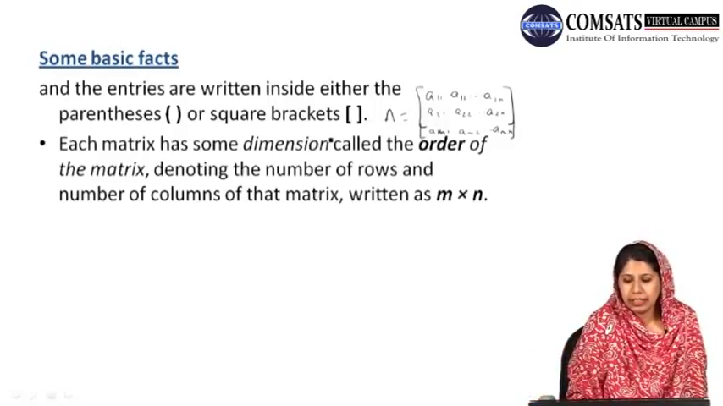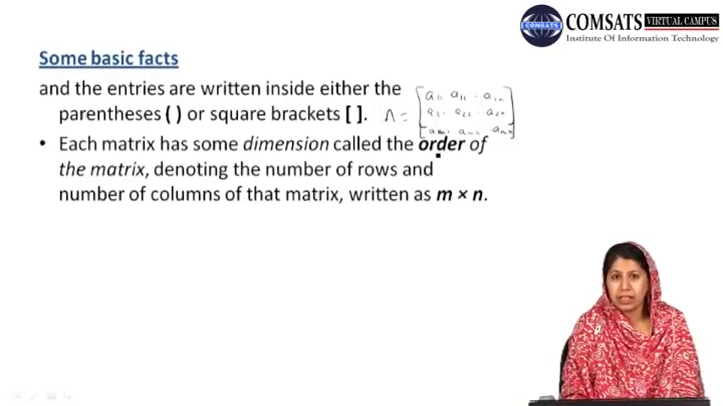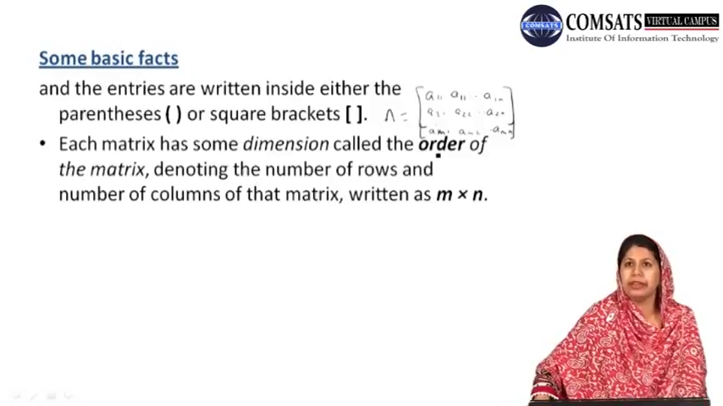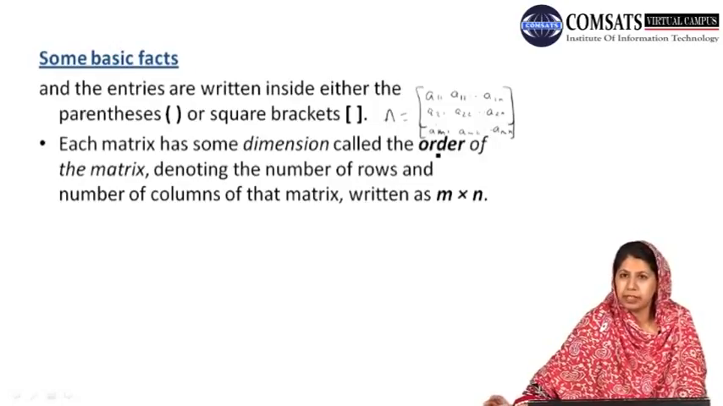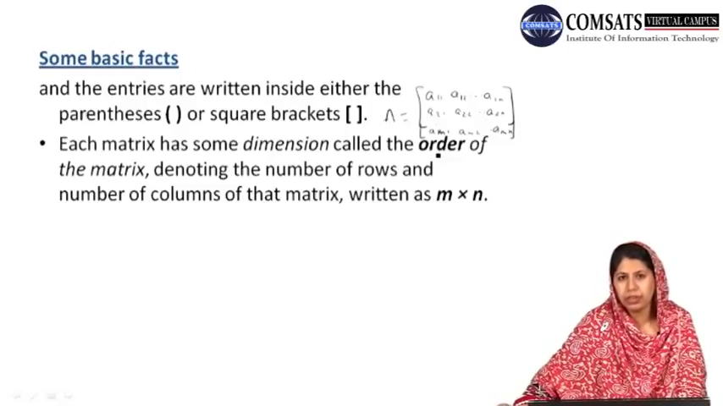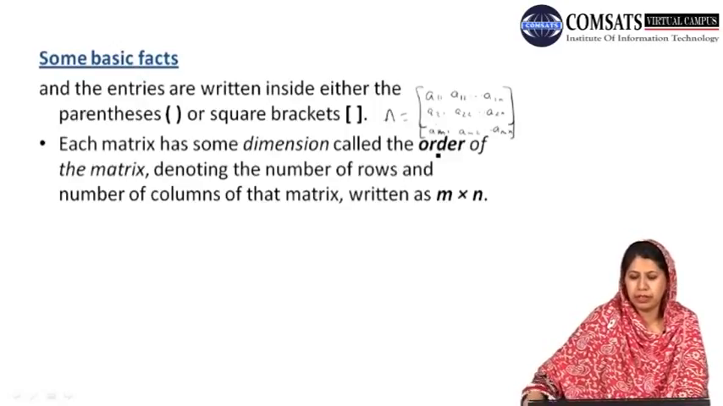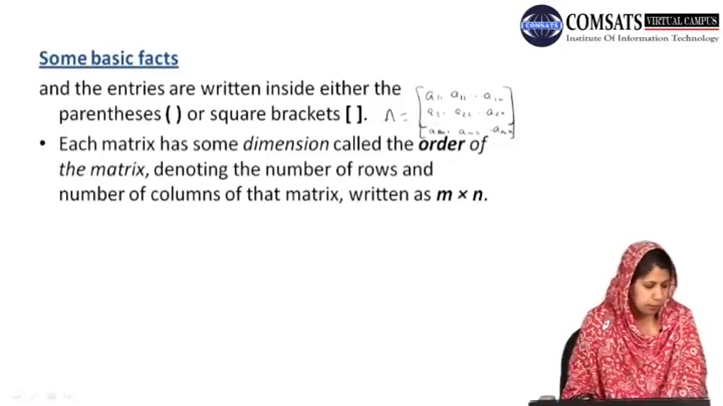Up to now we have seen how we denote our matrix, how we denote the entries of the matrix, and what type of brackets are allowed to enclose the entries. Now we come to an important fact about a matrix, which is the dimension or order of matrices. Each matrix has a dimension called the order of the matrix, and this order basically denotes the number of rows and the number of columns of that matrix, and it is written as m cross n and read as m by n.